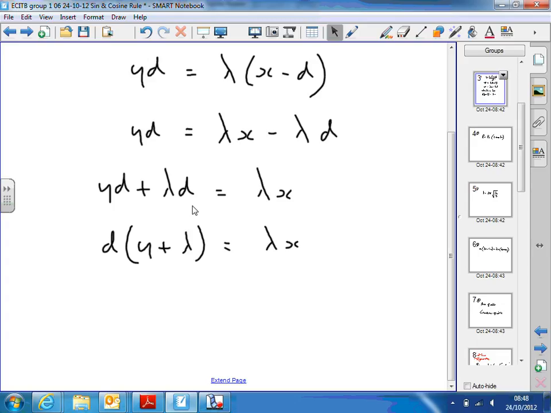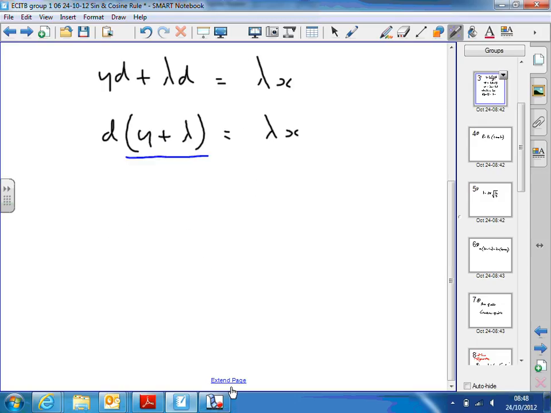Then, once I've done that, what can I do finally? Yeah, divide by that whole term. Divide by the bracket, y plus lambda. So I end up with d equals lambda x over y plus lambda. That was not easy. So note the steps, learn them. Okay?